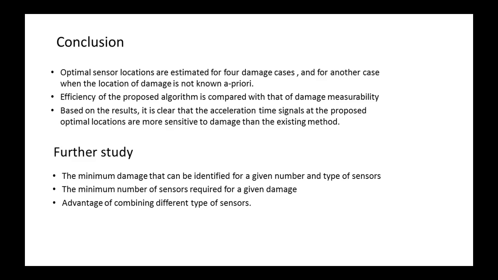What we are working on is the minimum damage that can be identified. If you have a given number of sensors, say six sensors, what is the minimum damage that we can identify? Next, if we want to identify loosening of a single bolt, how many sensors do we need? That's another question we need to answer. And next, could you combine different sensing methods like strain gauges, accelerometers and a few other techniques, and improve the damage detection accuracy?